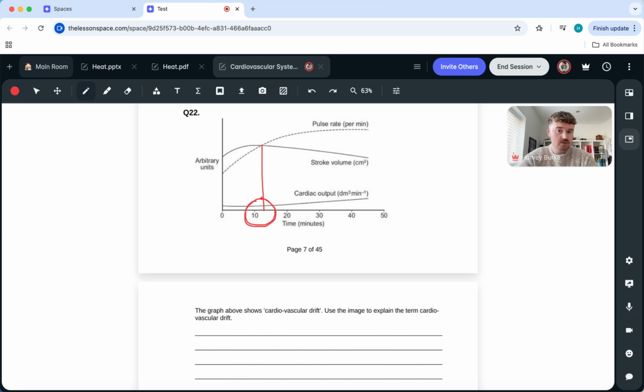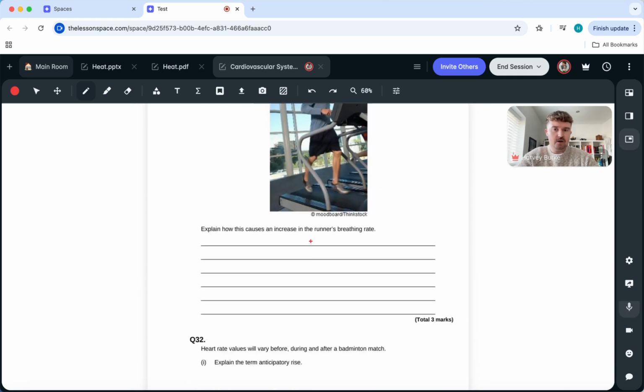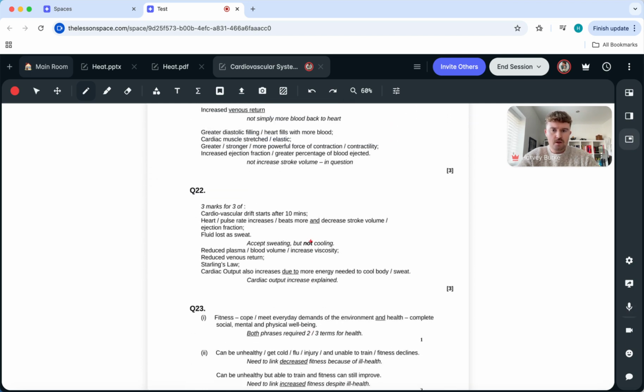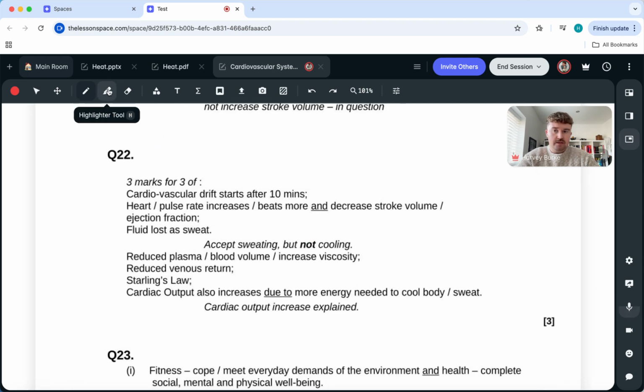But use the image. So there should be a mark for this 10-minute point because it's wanting you to use the image. And then notice that cardiac output doesn't actually decrease. So they might give you a mark for saying that, in order to maintain cardiac output, your heart rate increases. So let's have a look at the mark scheme there for question 22. So yeah, there's a mark for stating that cardiovascular drift starts 10 minutes into exercise. So that was using the image.